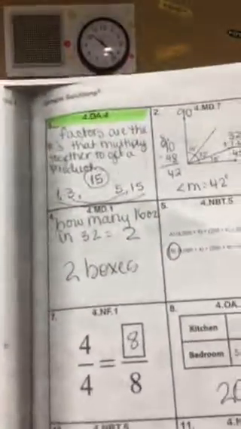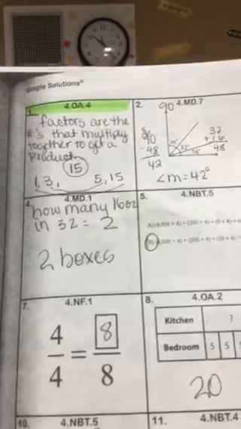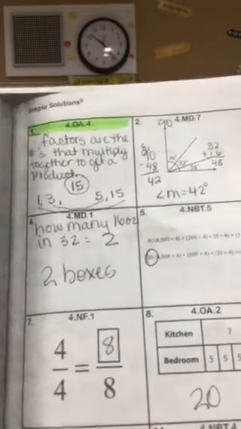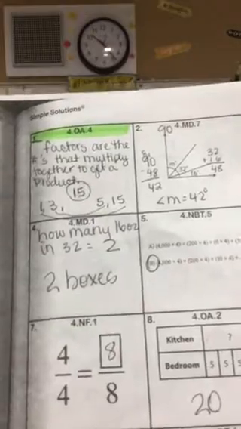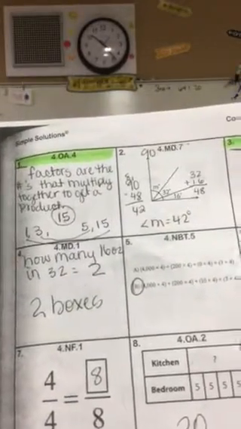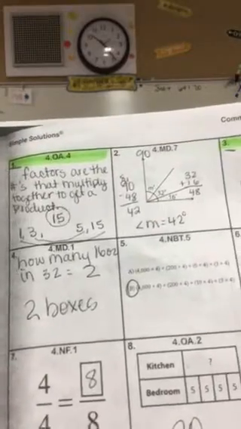And then on the last page, factors, just practicing listing the factors of a number. Factors and multiples do kind of trip them up a little bit. Factors are where you multiply two numbers together to get a product. Multiples are where you skip count.